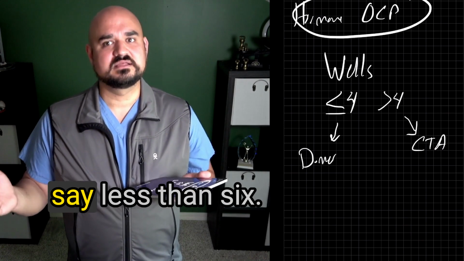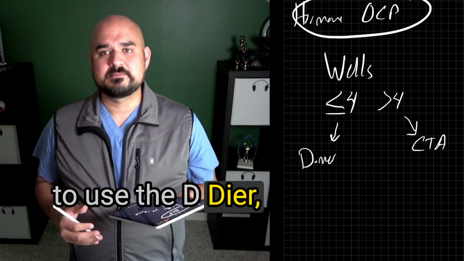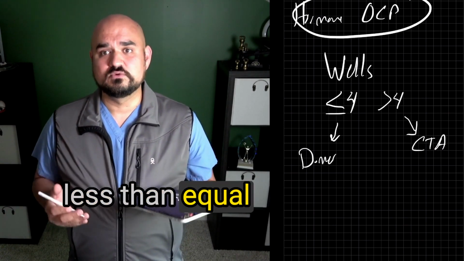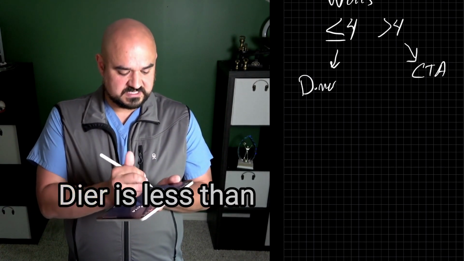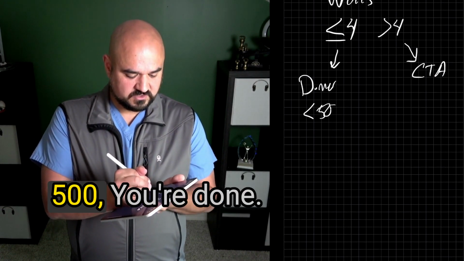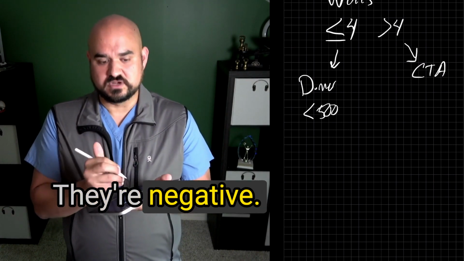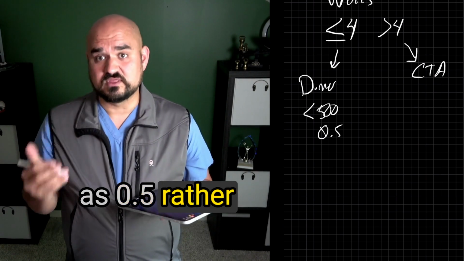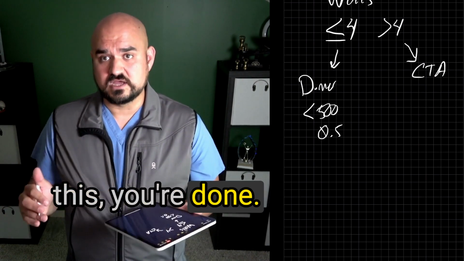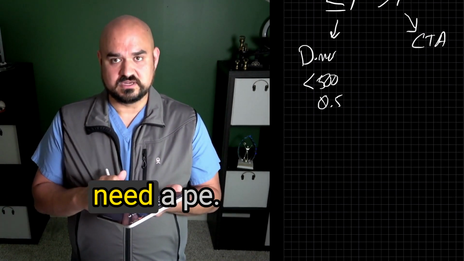Some sources will say less than 6 you can continue to use the D-dimer, but definitively less than or equal to 4 on a Wells score, you can rule out with the D-dimer. Now, if the D-dimer is less than 500, you're done. They're negative. In some assays, that's reported out as 0.5 rather than 500. If it's less than this, you're done. That's a negative D-dimer. You don't need to work up a PE.